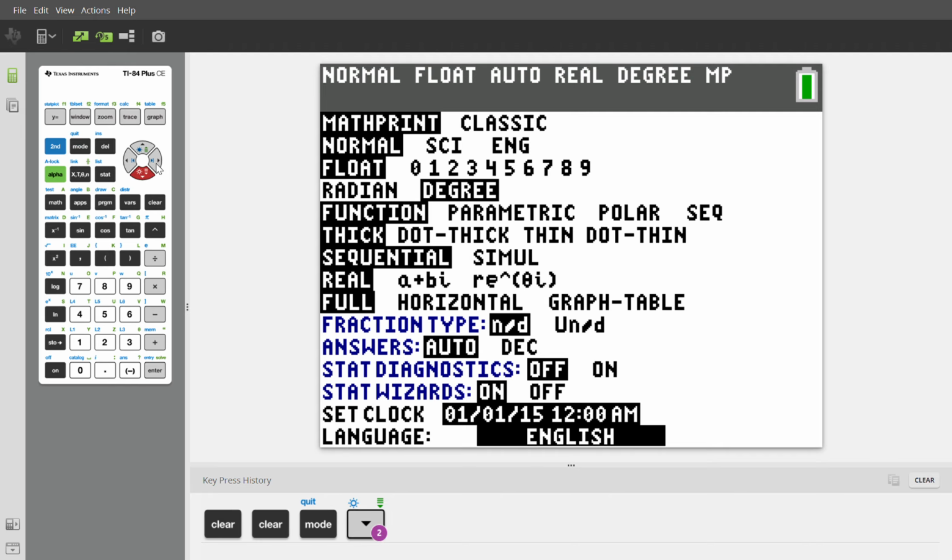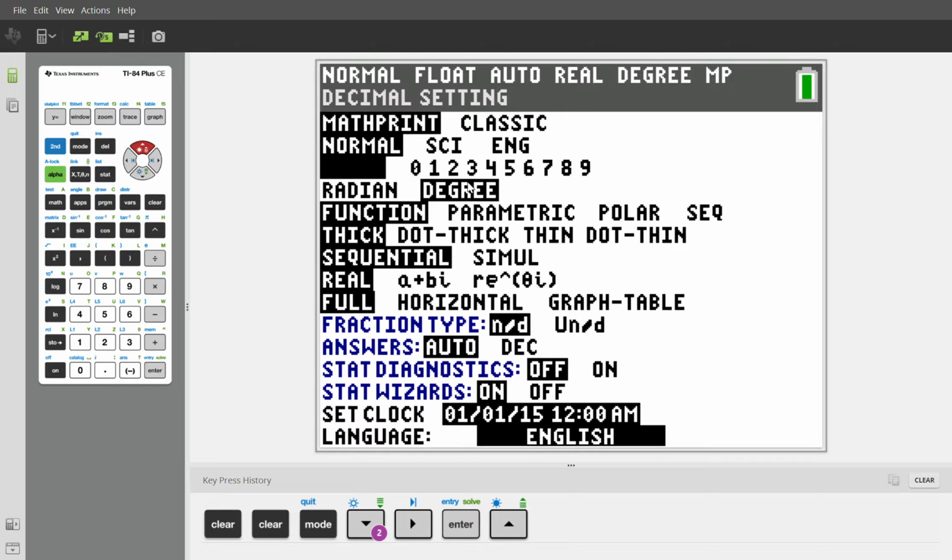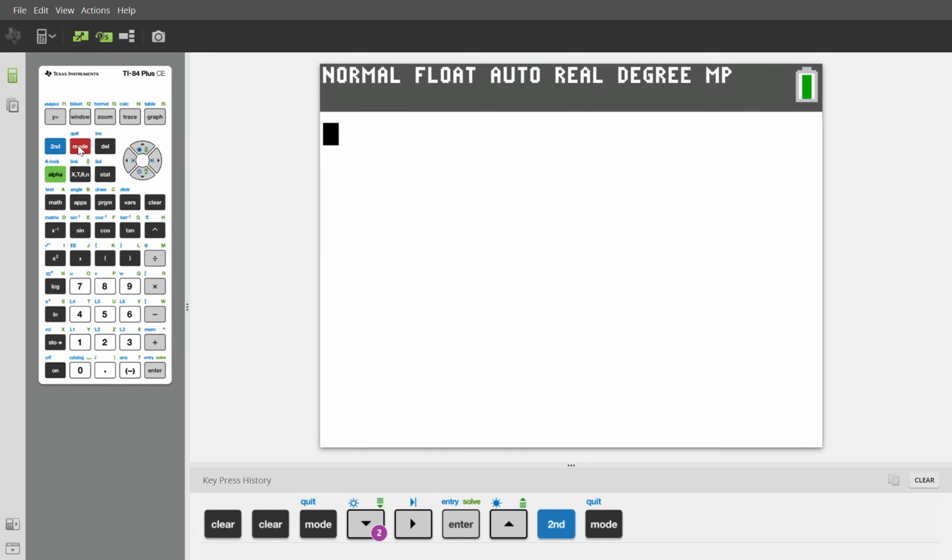So if the angle is given in radians, you want to put it in radian mode. If it's given in degrees, you want to put it in degree mode. For this video, I'm going to be working with degree mode. So I want to make sure that degree mode is selected, and as you can see, it's highlighted. And so I just want to go second quit back to my main screen.